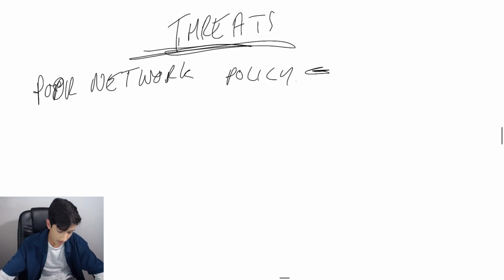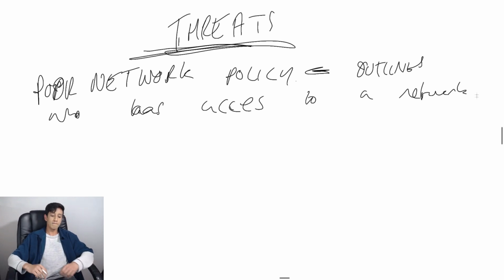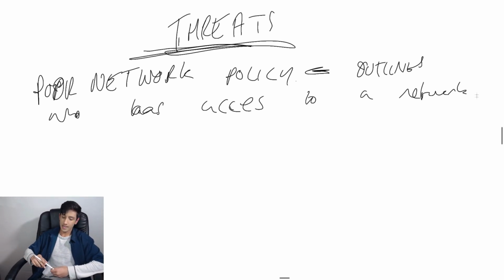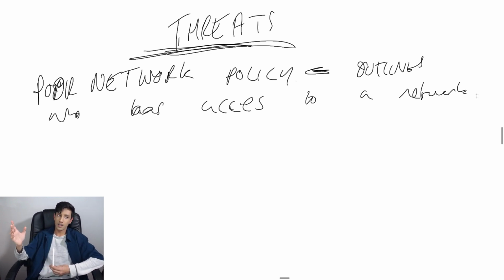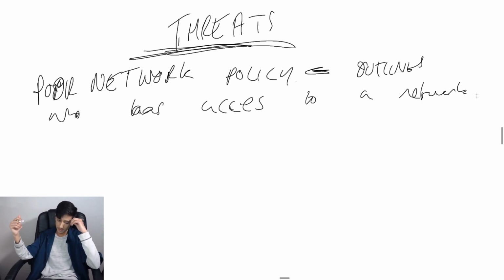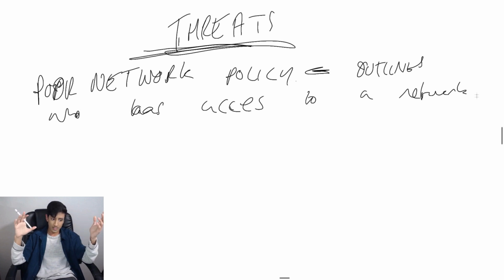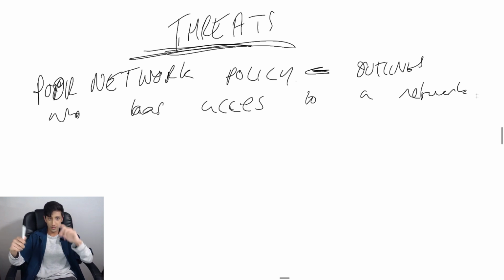So a network policy outlines who has access to a network. Say Apple gives access to their entire network to its employees. People who don't need access, like caretakers or janitors, are going to have access to millions of accounts, millions of iCloud accounts, and that's not a good network policy.